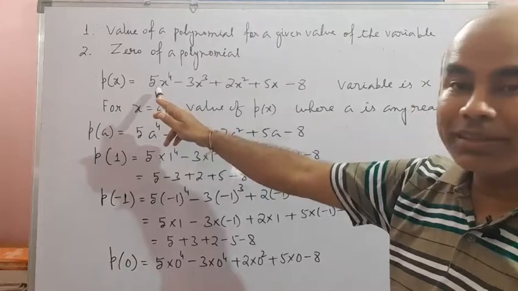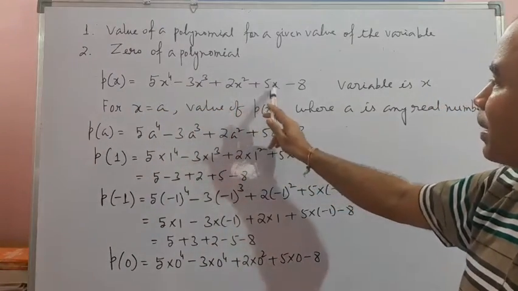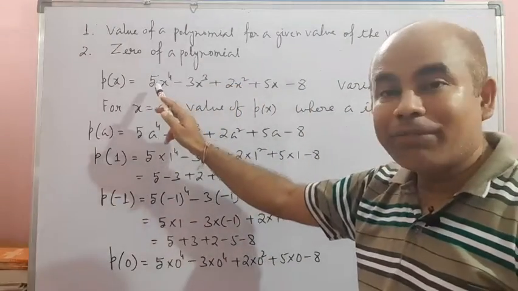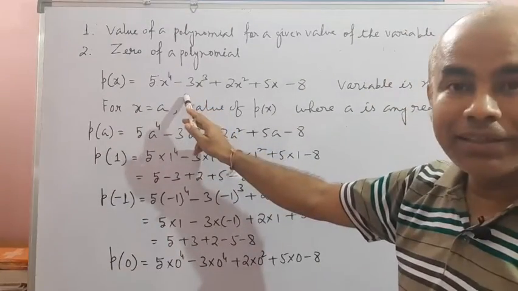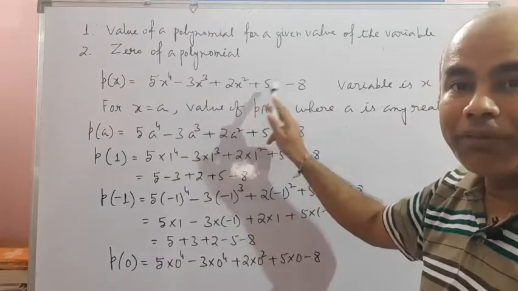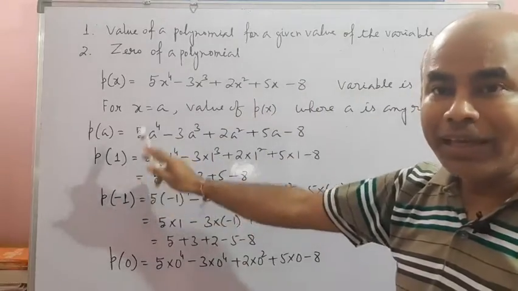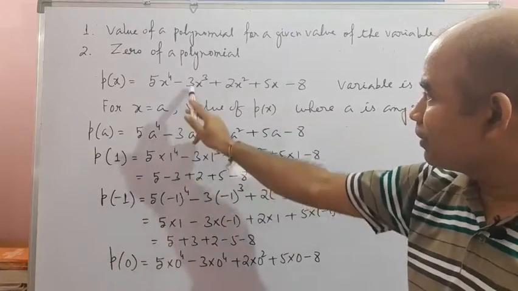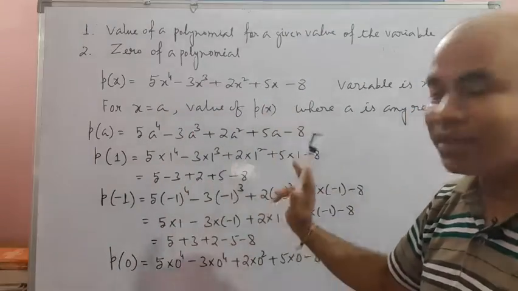Let me once again see the polynomial. Our polynomial was 5 into x to the power 4 minus 3x cube plus 2x square plus 5x minus 8. Here if I see the numerical coefficients, they are 5 for the first term, minus 3 in the second term, plus 2 in the third term, plus 5 in the fourth term and minus 8 in the last term. So when you put x is equal to 1, actually you just write the coefficient of the terms. You see 5 minus 3 plus 2 plus 5 minus 8.